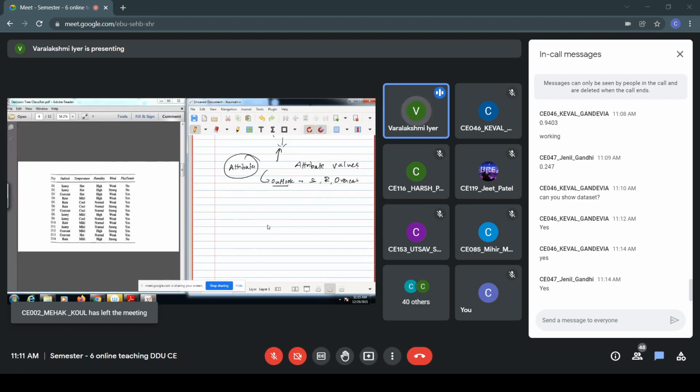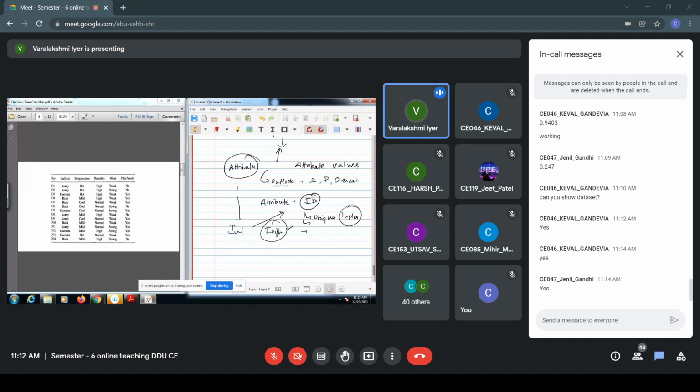For example, if you have an attribute id, then this attribute will be unique for all the tuples, yes or no? For all the tuples this value will be unique. So what will happen is the information gain for this attribute will be high, because it will be biased towards those attributes which have a large set of values. Okay, large set of values.